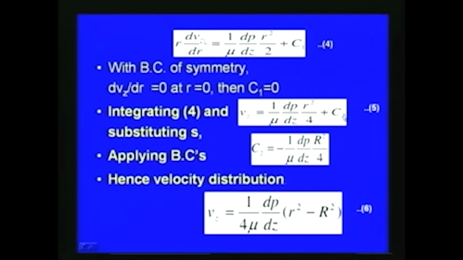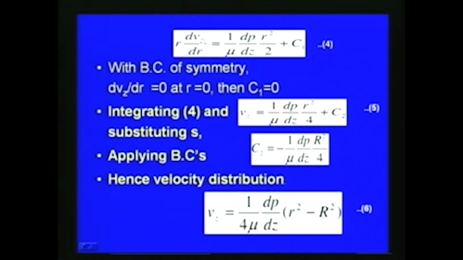So, that we will get C2 is equal to minus 1 by mu dP by dz into R square by 4. This capital R is the radius of the pipe. So, finally, we get this constant of integration C2 as minus 1 by mu dP by dz R square by 4. So, after substituting, finally, we get the velocity distribution Vz is equal to 1 by 4 mu dP by dz into (small r square minus capital R square).